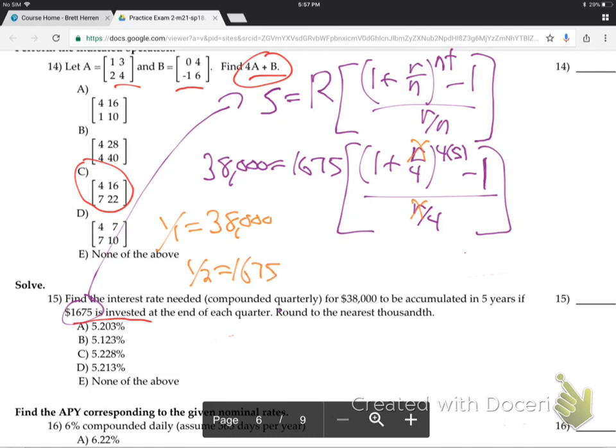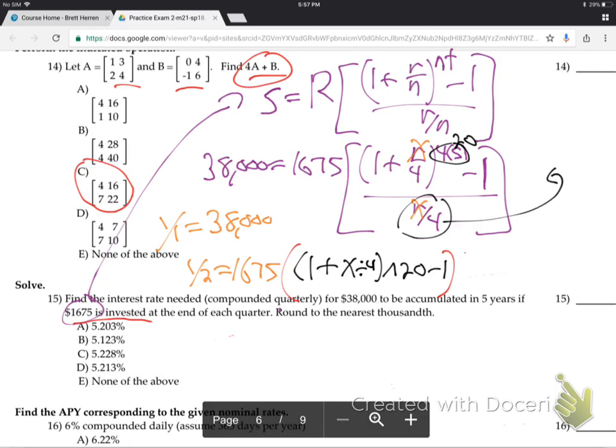1675. Now let me do 2 layers of parentheses. Parenthesis, and then inner parentheses. 1 plus X divided by 4, parenthesis, to the 20th, right? This is 20 right here. Minus 1, and then you got another parenthesis there. Now, I like to grab this denominator right here. I think it'd be easiest just to grab this and flip it up, make it 4, make it multiply. Right, when you divide by a fraction, you can flip it upside down and multiply by it. So times 4 divided by X.